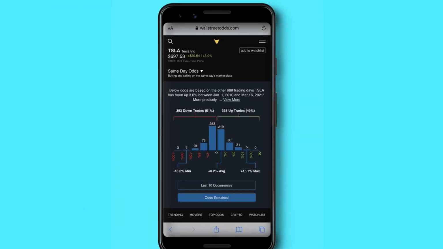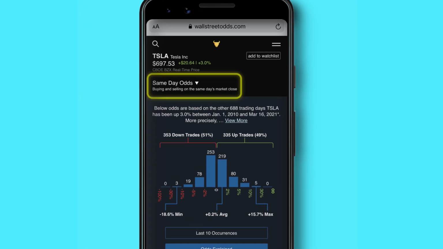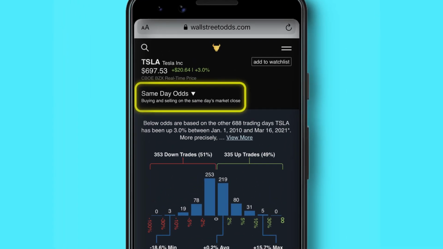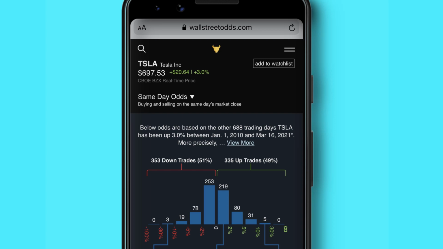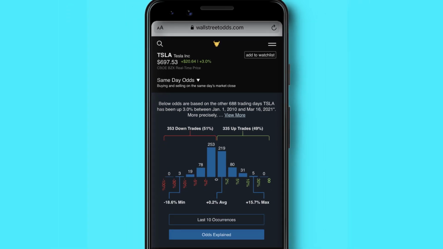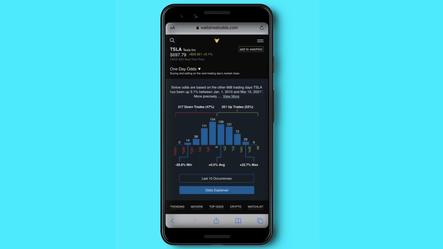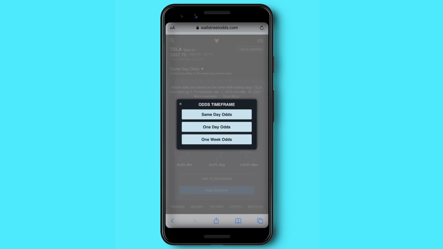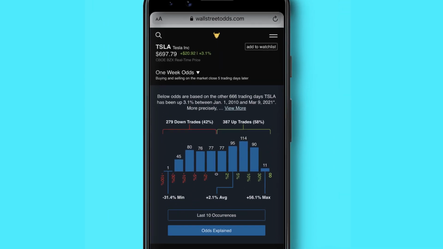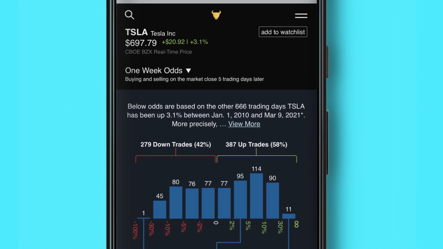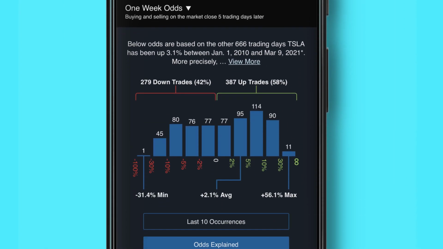As you can see, the odds discussed here were based on buying a stock on one day and selling it on the same day's market close. That's called same day odds. However, if you click here, you can change the time frame used to calculate the odds. For instance, you can see how the odds change if you buy the stock on one day and sell it the following day's market close. That would be one day odds. Additionally, you can see the 1 week odds, which are for buying the stock on one day and selling it at the market close 5 trading days later.